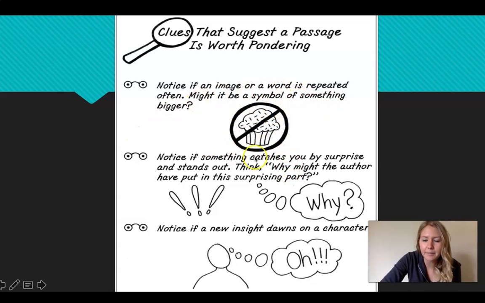So they have here a cupcake. So I'm guessing that they're thinking about the symbol of the cupcake in the book that keeps coming up. And so maybe we need to stop and think about why that's important. They also say to notice if something catches you by surprise and stands out. Think, why might the author have put this surprising part? So why did the author include that? And the last thing is to notice if a new insight dawns on a character. So if the character suddenly realizes something and says, oh, then that might also be an important part of your story to stop and think about.